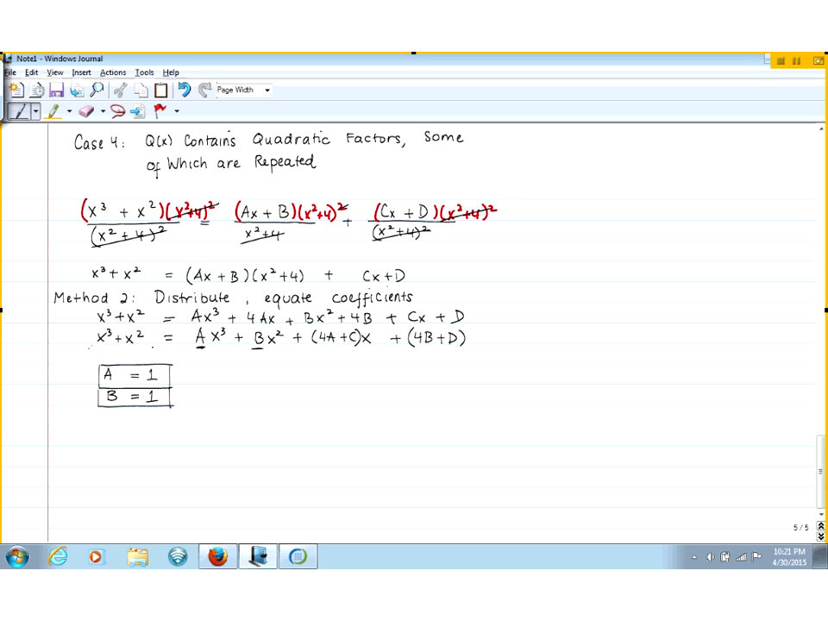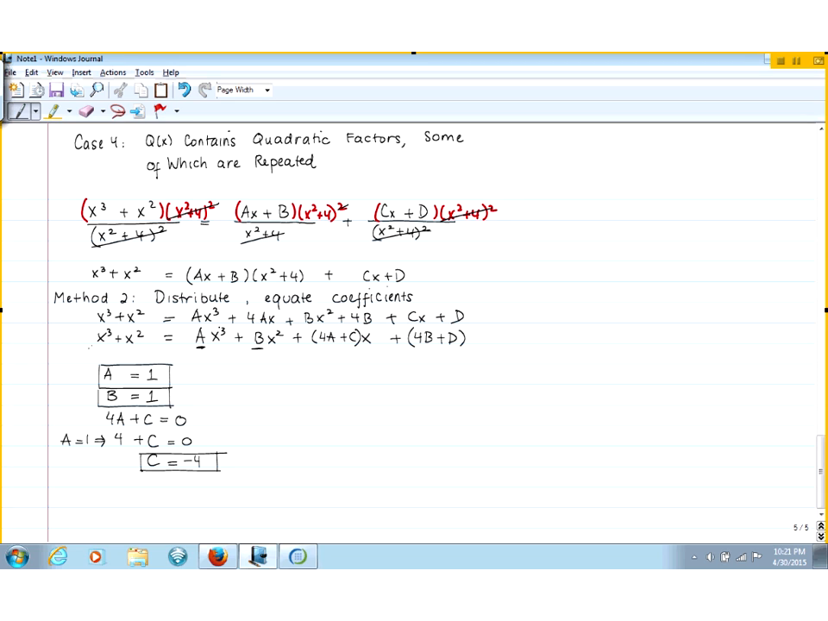Now the next one, the x coefficient is 4a plus c. There's nothing here on the left. So what we're going to write down is 4a plus c is equal to 0. Now I already know a. A is 1. So when we substitute, we have 4 plus c is 0. So c is negative 4. Okay. Good.